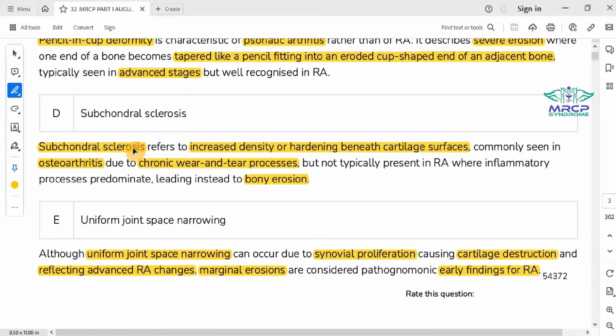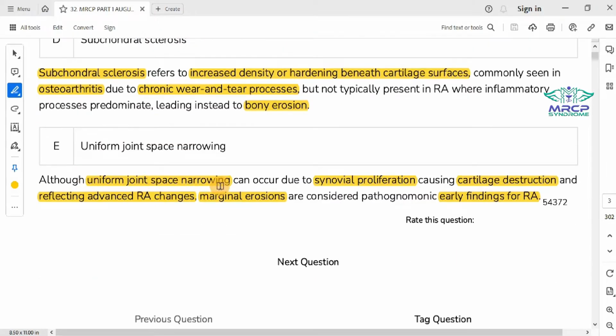Subchondral sclerosis is also found in case of osteoarthritis due to chronic wear and tear. This sclerosis refers to the increased density or hardening beneath the cartilaginous surface, and it will appear more whitish in the X-ray or CT scan. And uniform joint space narrowing can occur due to synovial proliferation causing cartilage destruction, reflecting the advanced rheumatoid arthritis changes. Marginal erosions are considered pathognomonic of early findings in rheumatoid arthritis.